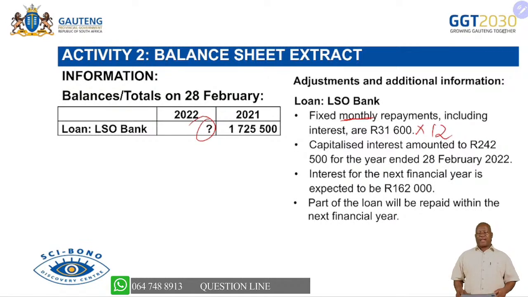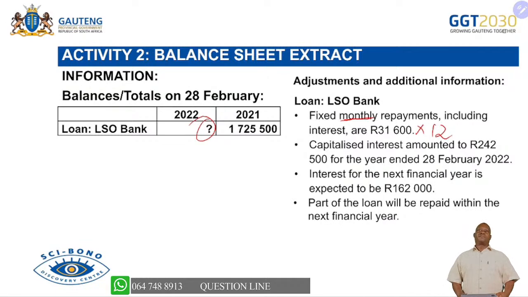And then the capitalized interest amounted to 242,500 for the year ended 28 February 2022. Interest for the next financial year is expected to be 162,000. Part of the loan will be repaid within the next financial year. Now, there are two things that you need to know. We have got the opening balance, we don't have the closing balance. So we must find the closing balance.